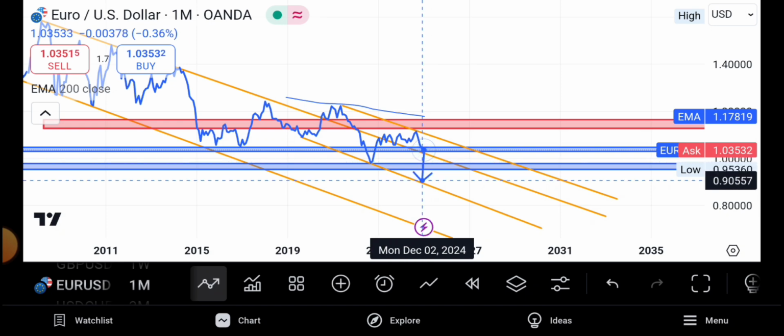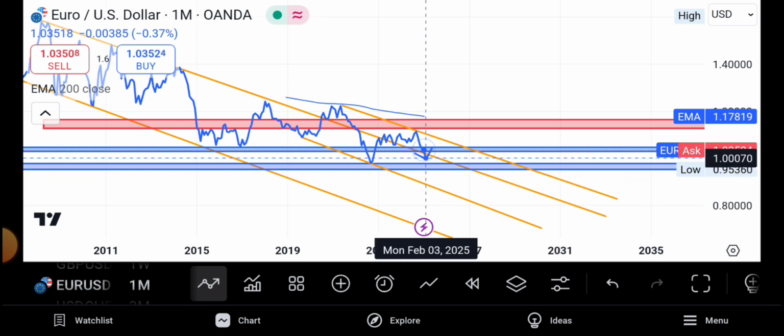So the current price action sits on the strong support zone. Meaning, I will not sell this pair until it breaks these two zones.